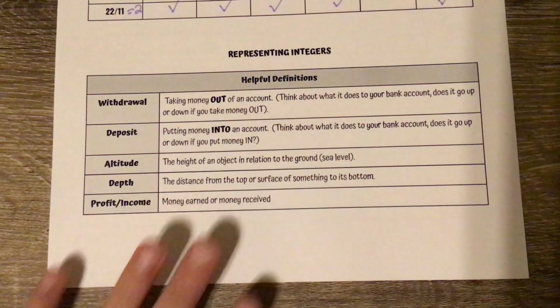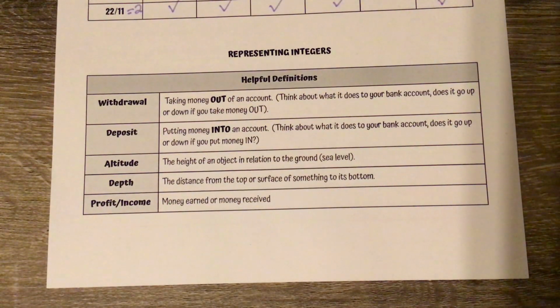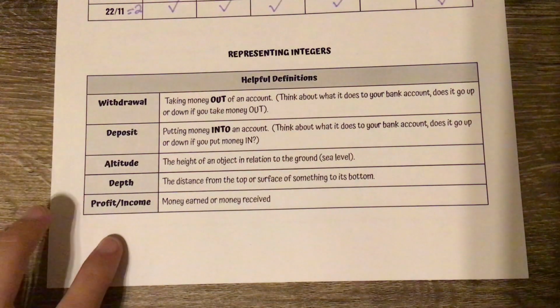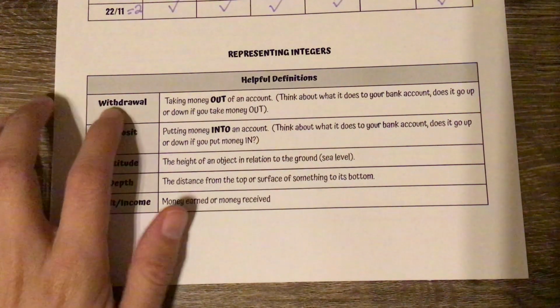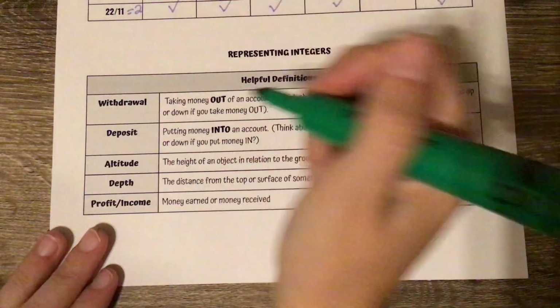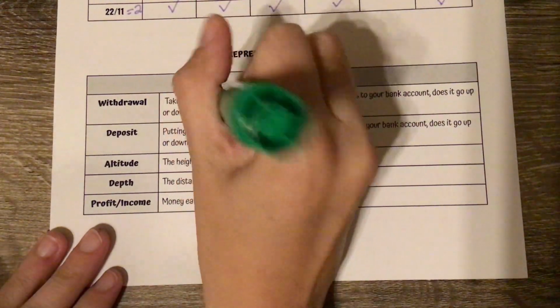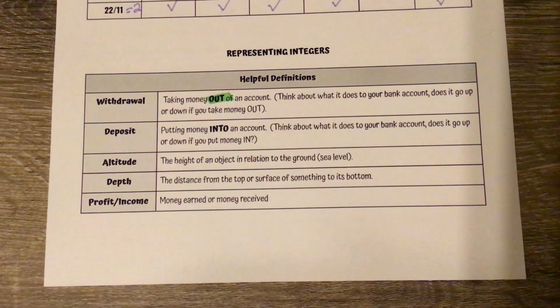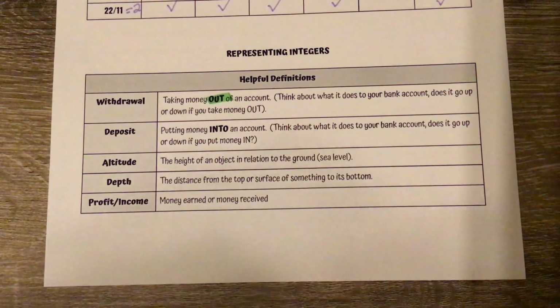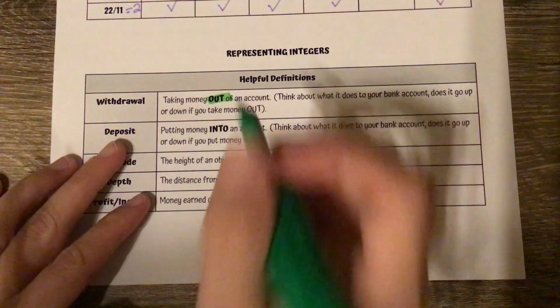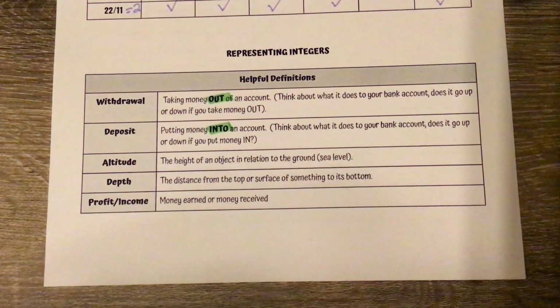All right, representing integers. The next thing we're going to be looking at is identifying whether we have positive or negative integers given a scenario. So just some keywords to think about. Withdrawal is when you take money out of an account. Even though money comes into your hands and that's nice for you to be able to spend money, your bank account is going down, which is bad. And deposit is when you're putting money into the account. So even though it's being taken from your hands, your bank account's going up.